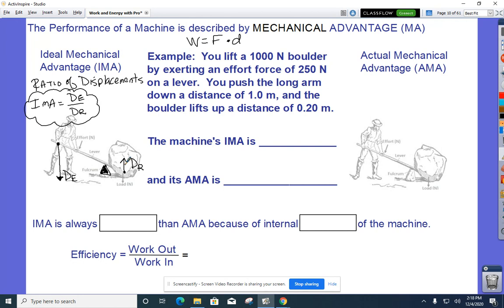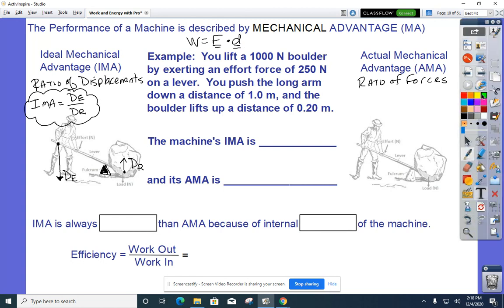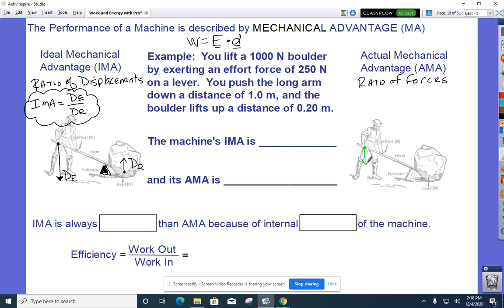Now the AMA is actually a ratio of forces. Again, it's the other side of that equation, right? We have either forces or displacement. So the actual mechanical advantage is ratios of forces. Let's go ahead and draw that over here. The whole idea behind that lever is that he's able to exert a rather small force. We call that the effort force. But in that process, the machine transforms that force into something much larger. So we're going to be able to get out a much larger force here. I'm going to call that the force of resistance.